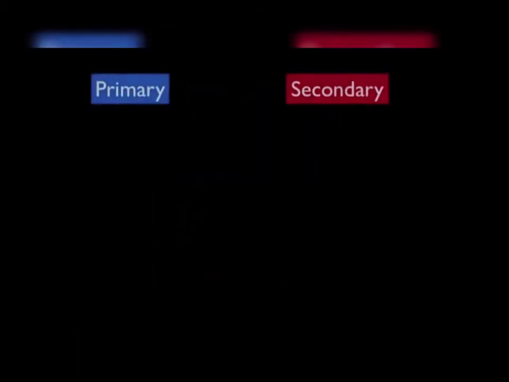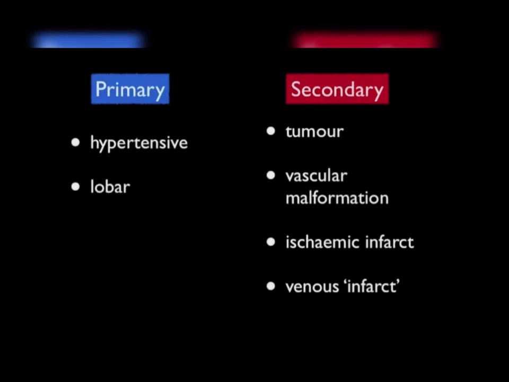Intracranial hemorrhages have traditionally been divided into primary and secondary, with primary hemorrhages being further subdivided into those due to chronic, poorly controlled hypertension and lobar hemorrhages. Secondary hemorrhages typically are those that arise from an underlying tumour, a vascular malformation, or hemorrhagic transformation of a previous ischemic infarct or of a venous infarct. In reality, both hypertensive and lobar hemorrhages do have underlying pathology, making the distinction between primary and secondary hemorrhages somewhat academic. Intracranial hemorrhages can also be divided according to location.